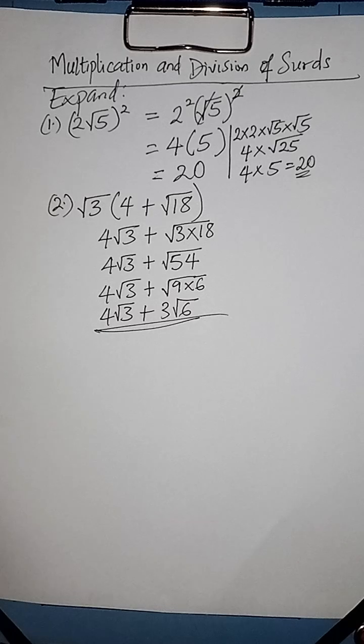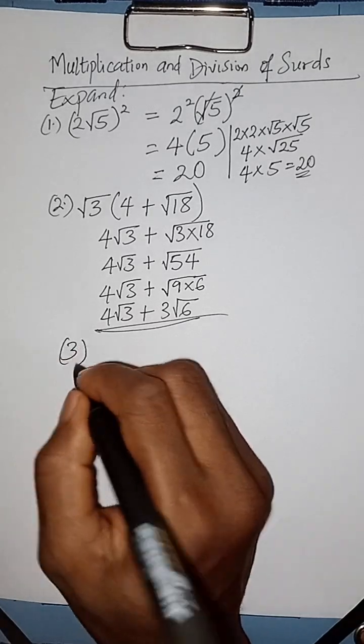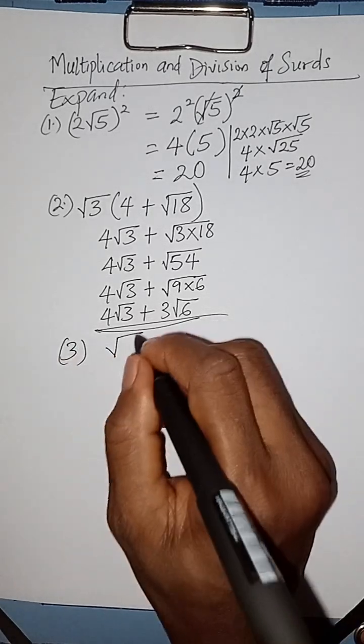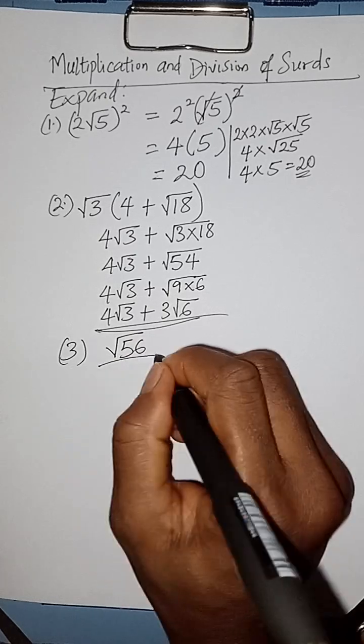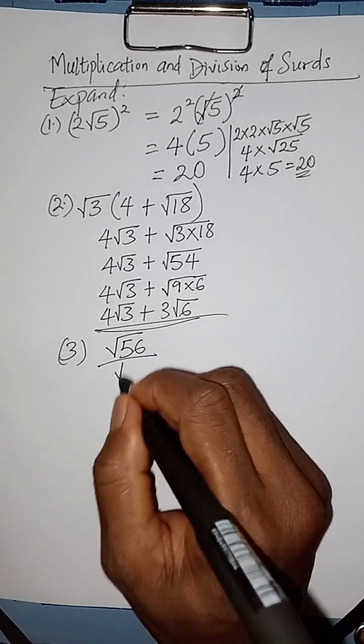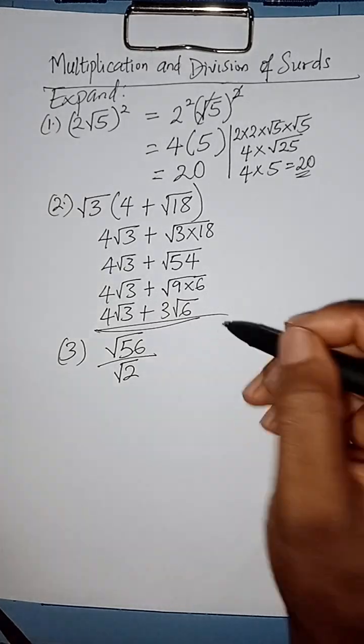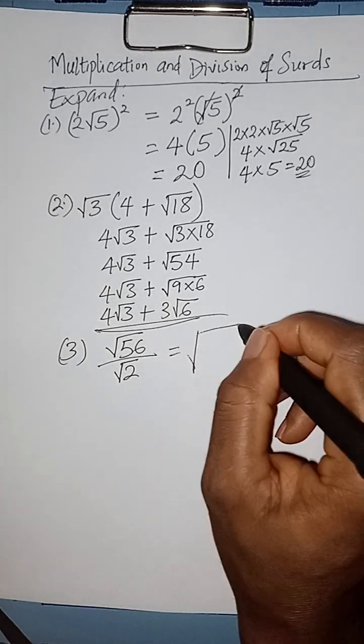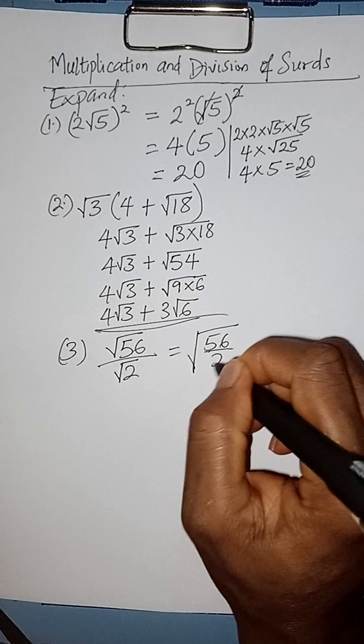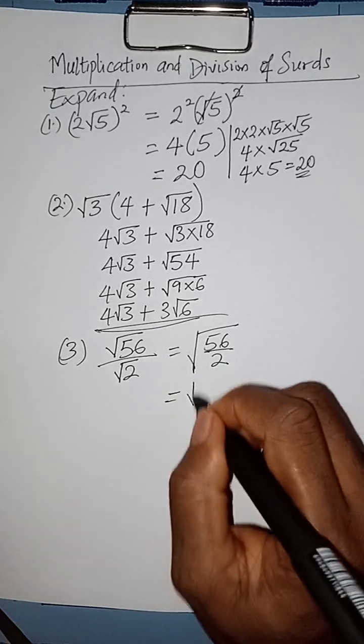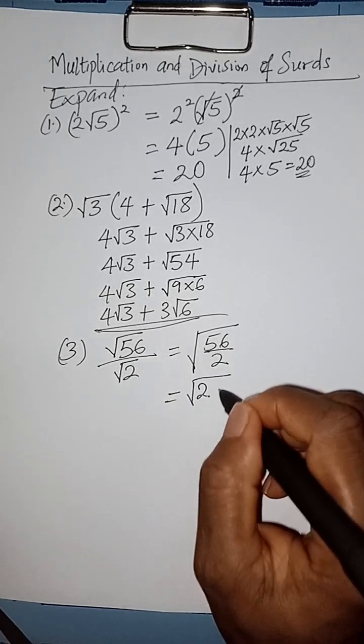So that's where you stop the solution to the question. Now let's look at number 3. This time around is division. I have root 56 dividing root 2. Now remember, you said you can put them under one square root, which is 56 divided by 2. And if you do that, you're going to have 28.